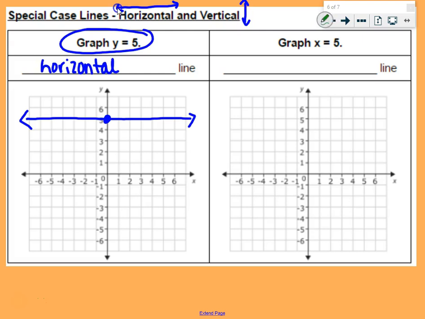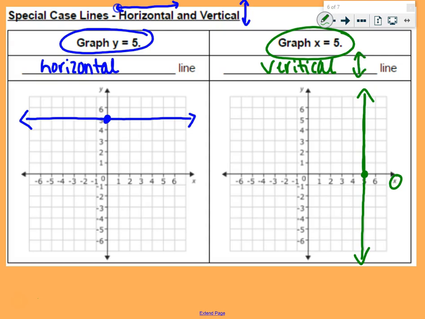Which means the opposite for x equals 5. If we find on our x-axis where x equals 5, which is right there, we're going to draw a vertical line through that point. So it's going to be a vertical line up and down. And then horizontal is left and right.